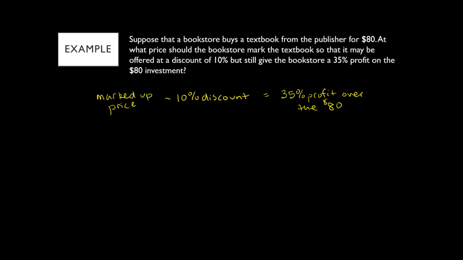This is not how we're going to directly translate it into a mathematical formula. That's just kind of describing what's going on, is that we're going to mark up the price by some amount, so that way when we do have a 10% discount, we're still going to make 35% on whatever that $80 is.